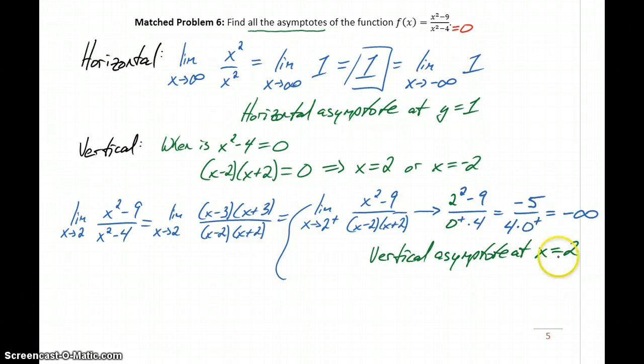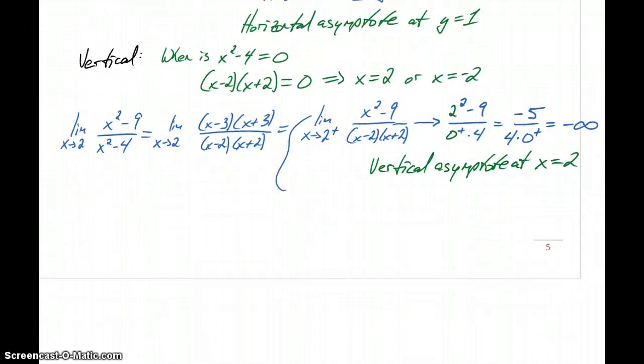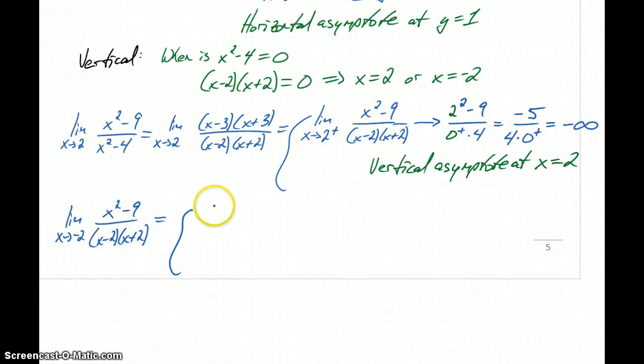Now, we don't know the behavior of the function as we approach 2 from the left-hand side, but in this case, all the question is asking for are those asymptotes. So that's far enough to work that problem. But we still need to consider then the limit as x approaches negative 2 of x squared minus 9 over x minus 2 times x plus 2. So similarly here, nothing's going to cancel out, nothing's going to simplify. So here, we would consider, again, breaking this up into both the left and right-hand limits.